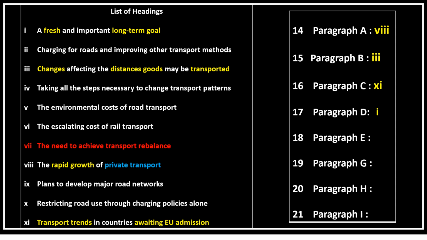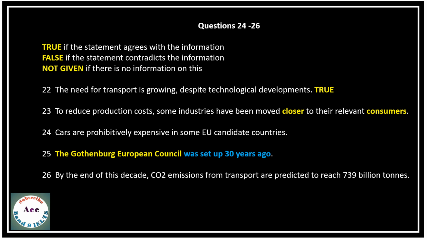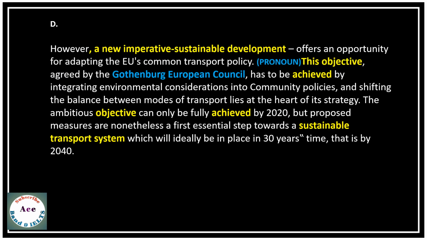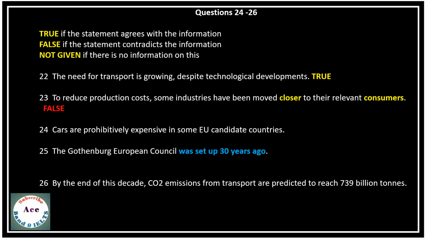The fourth paragraph also has some more keywords which are present in question number 25. That is Gothenburg European Council. Question number 25 says, the Gothenburg European Council was set up 30 years ago. The keyword Gothenburg European Council is there in para D, but we have no information when it was set up. Hence, we could say that for question number 25, the answer is not given.